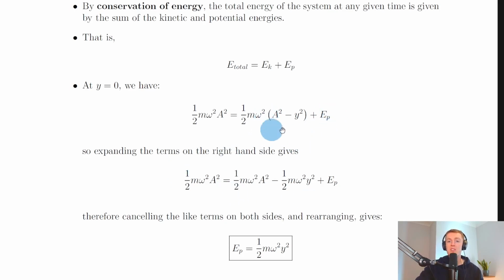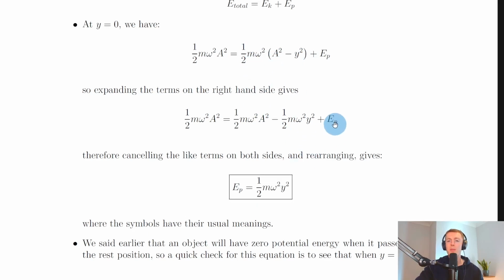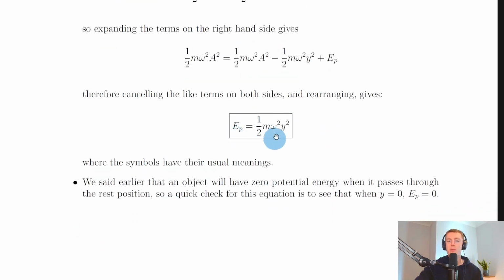So if we expand this term on the right hand side, we end up with a half m omega squared a squared is equal to a half m omega squared a squared minus a half m omega squared y squared, by just multiplying this half m omega squared by each of these two terms in the brackets. And then we can add the EP on the end there, and then you can hopefully see that we've got a half m omega squared a squared term there and a half m omega squared a squared term there. So we can actually just cancel these terms out and then add on a half m omega squared y squared to the other side, and we get this expression here for the potential energy of an object undergoing SHM. EP equals a half m omega squared y squared.